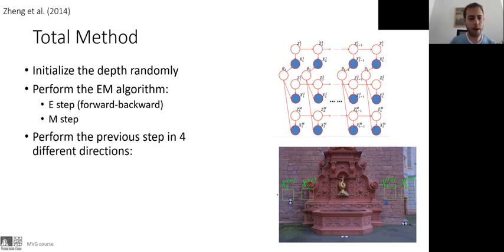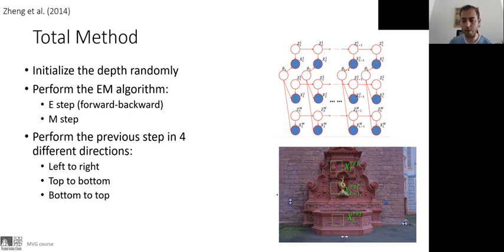One more thing is that until now we talked about a row in an order from left to right, but we could define it in the same way for a column that goes from top to bottom or from bottom to top. Or we could also define the order from right to left. So what they do is they perform this algorithm each time for a different direction. That's their total algorithm.